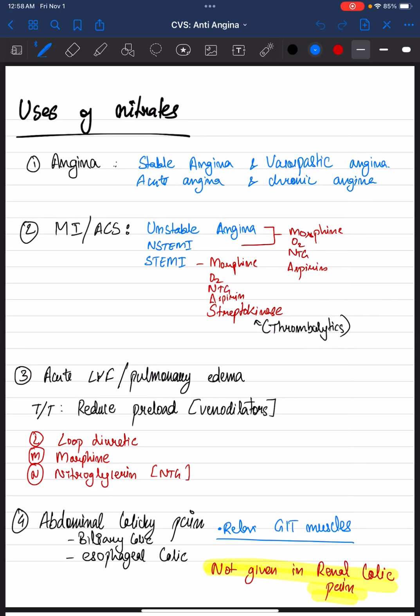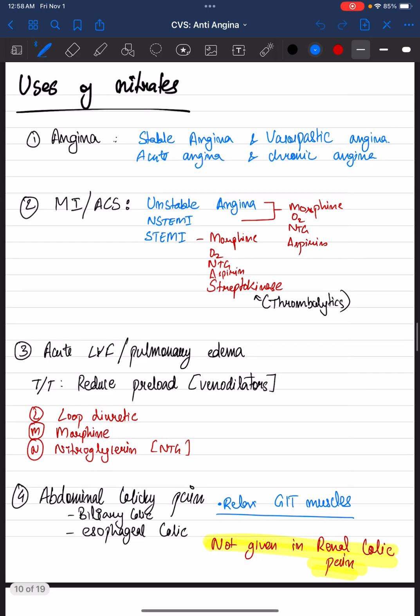In angina, it can be used for stable angina, vasospastic angina, acute angina, and chronic angina. It can be used in myocardial ischemia, myocardial infarction, and acute coronary syndrome. It is used in unstable angina, non-ST elevation myocardial infarction, and ST elevation myocardial infarction.